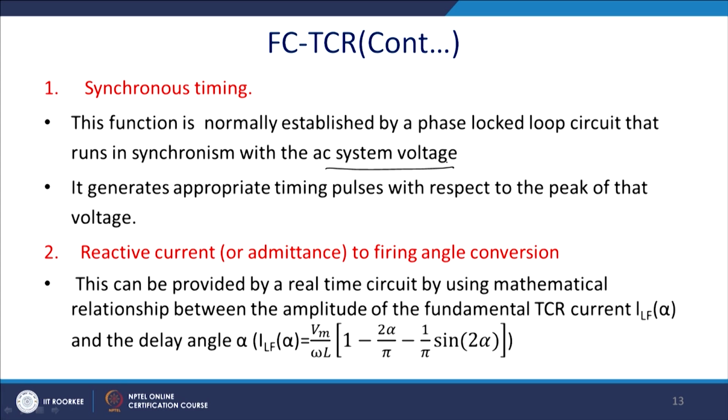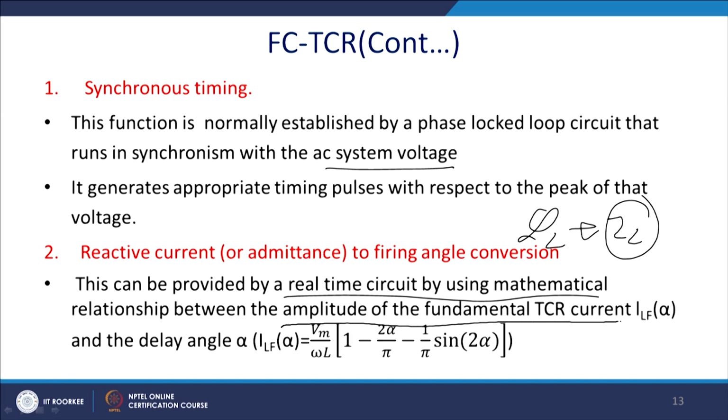So, reactive current admittance to firing angle conversion. First of all, we require to calculate what should be the value of QL. From there we will calculate the value of IL, that is the current flowing through the TCR, and from there we compute what will be the firing angle alpha. Thus, this can be provided by a real time circuit using a mathematical relationship. Mind you, you have to compute online, or you may have the data stored in an EEPROM, with all the values in the memories.